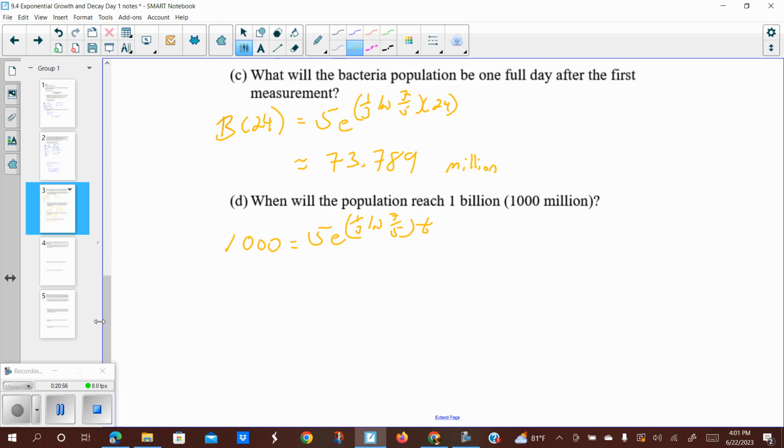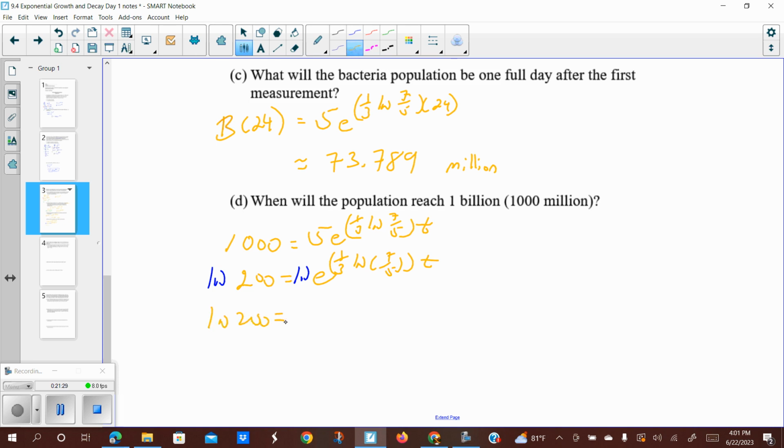To solve this for t, we need to get the t isolated in the exponent, meaning we have to get everything else away from the exponential. Let's divide by 5 on both sides, which will give us 200 equals e to the 1/3 natural log of 7/5 all times t. I'm going to take a little shortcut here. We are then going to take the natural log of both sides, which will give us the natural log of 200.